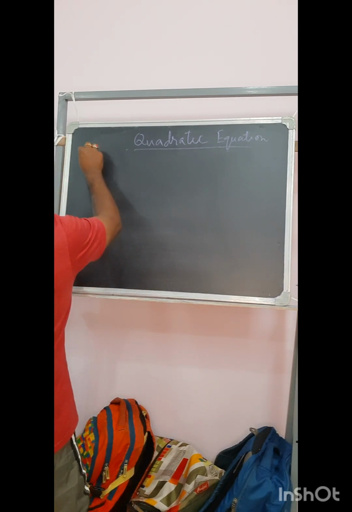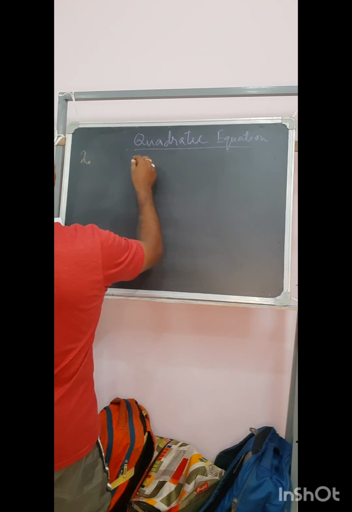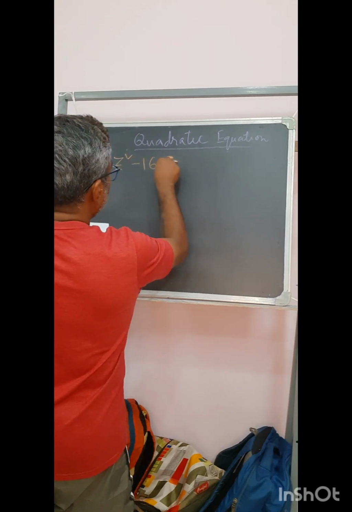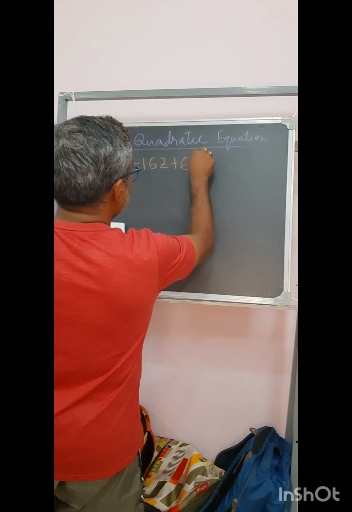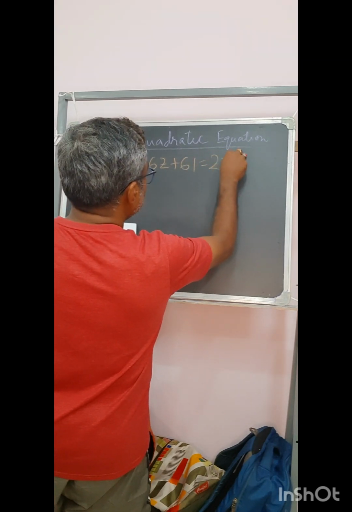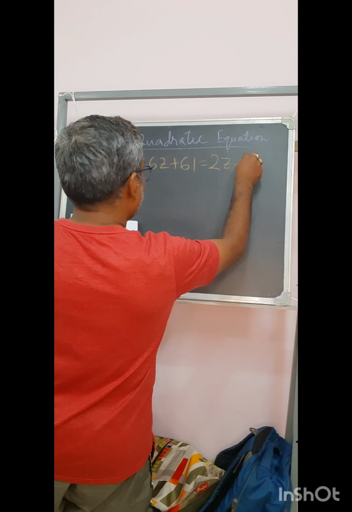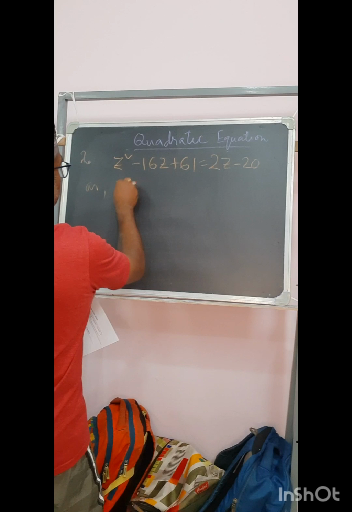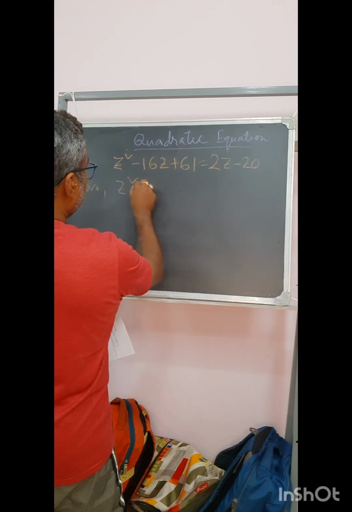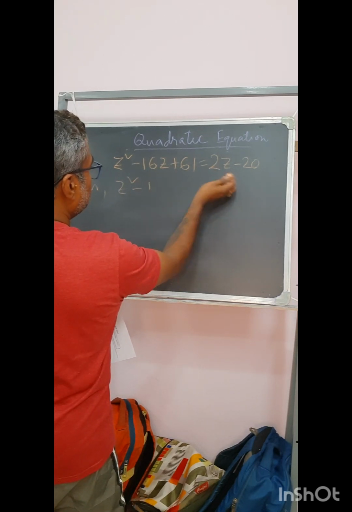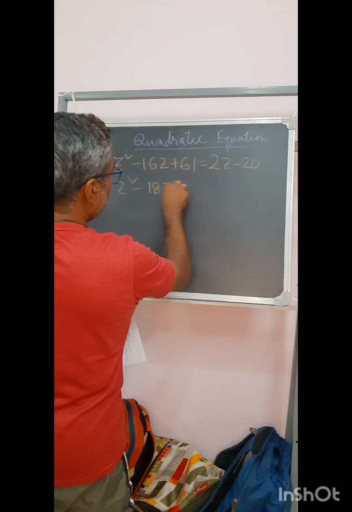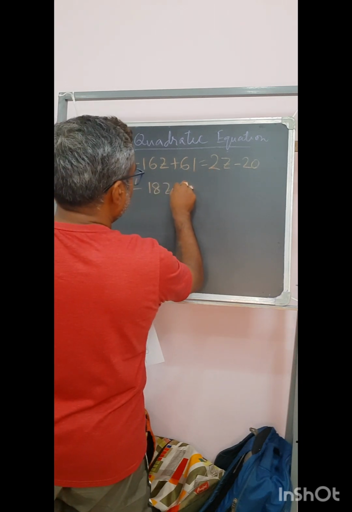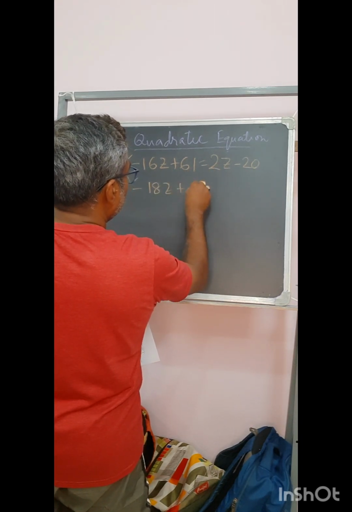This is somewhat a similar kind, then I will move to the other kind. Z square minus 16z plus 61 equal to 2z minus 20. Now the only thing you have to do is arrange the equation, nothing else. So z square, everything will come to this side, so this will be 18z, because this will come as minus, and minus 16 is there, minus 2, 18, and 61 plus 20, so that will be 81.